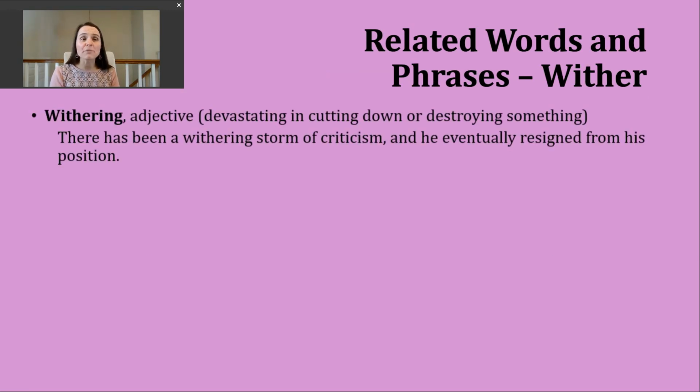Now, let's take a moment to look at some words and a phrase related to wither. And the first word I think you might encounter is the adjective withering. So I feel like I've seen this a lot in literature to describe a person, perhaps a look, but usually it means something is devastating, either in cutting down something or destroying something. So we might think of this as being rather harmful. An example of this might be, there's been a withering storm of criticism, and he eventually resigned from his position.